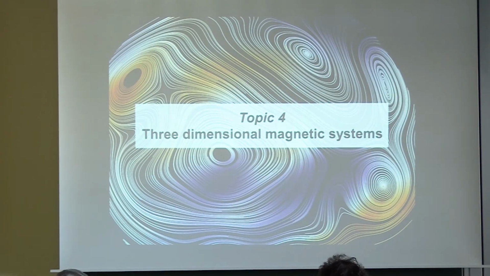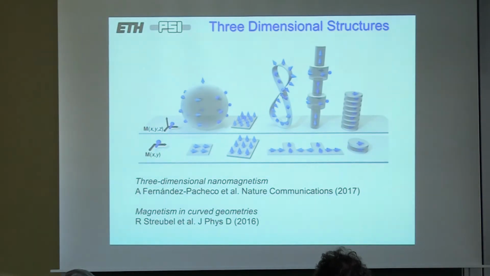Okay, so I've moved to the second to last topic. This is three-dimensional magnetic systems. And three-dimensional magnetic systems are actually interesting because of the greater degrees of freedom they give, which is interesting both for fundamental science but also for applications. And if you want to find out more about this, I point you to these two very nice review articles, and there's also going to be a talk by Amalio Fernandez-Pacheco later on in this workshop.